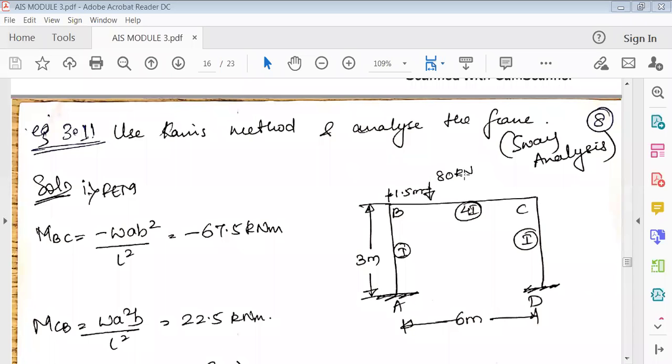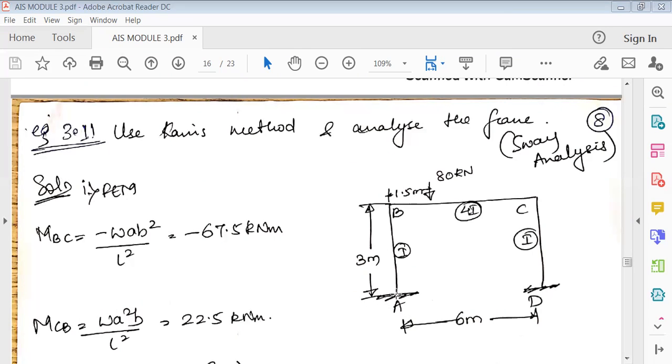Hello everyone. So the next type of problem is a sway analysis. In the given problem, it's a frame wherein it is subjected to a swaying of the frame. The question is: use Kani's method and analyze the frame. Now again, in the exam they will not mention whether it is sway or non-sway. You have to just see the framed structure and decide whether it is a sway or a non-sway.